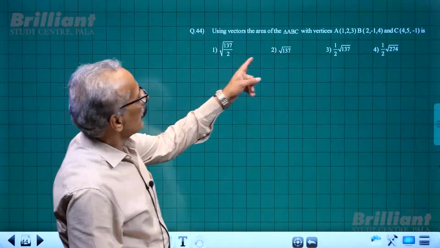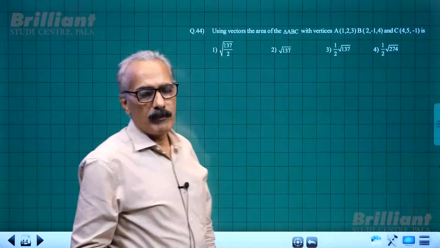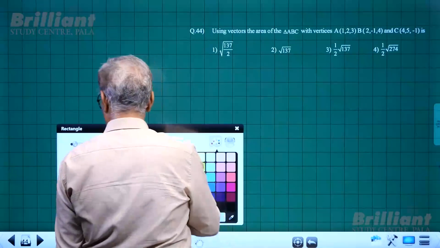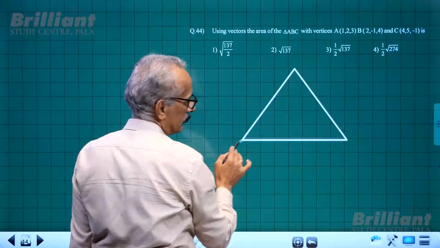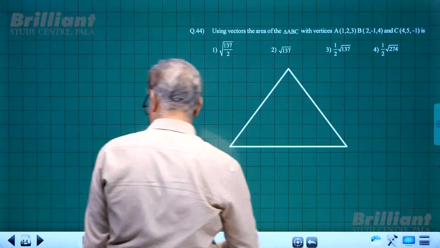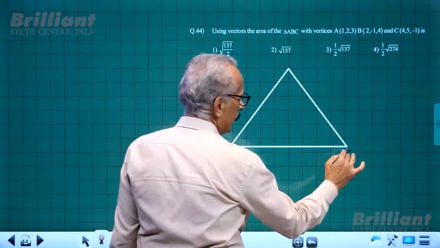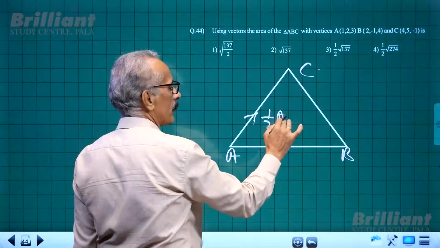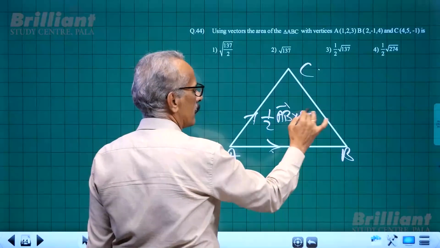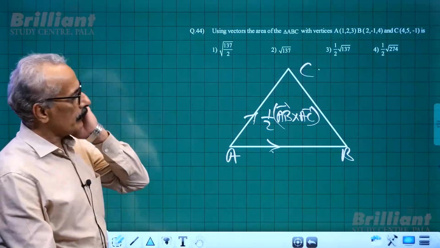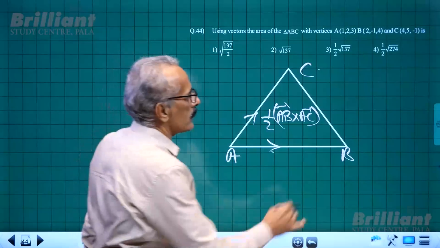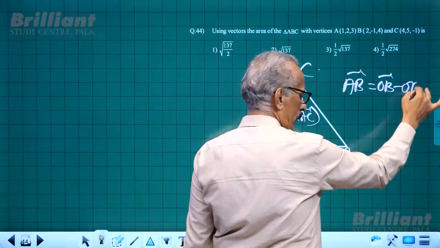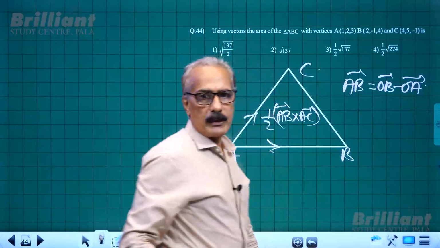Using vectors, the area of the triangle is this. We will find out the area of the triangle. This is our triangle ABC. What's the area? Half into AB cross AC, half into vector AB cross vector AC. That's your answer. So I'll find out AB. Vector AB is equal to vector OB minus vector OA.